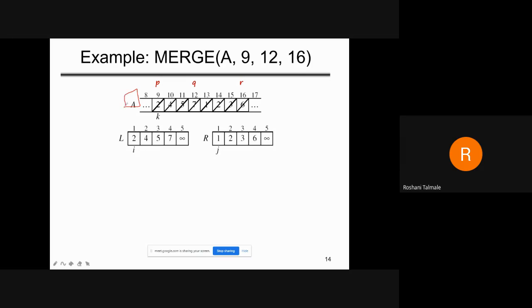A is the array, and we have to make it into two different arrays. L we have considered as the left part, you can call it the left part, and one is the right part. Okay, so left and the right.